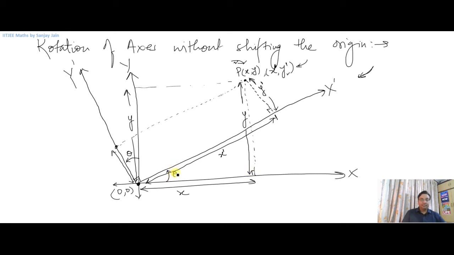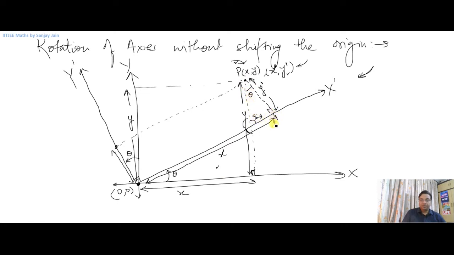Now this angle is theta, this angle is 90 degrees. So what will be this angle? This angle will be 90 minus theta, right? To make the sum of angles of this triangle equal to 180 degrees, this angle will be 90 minus theta. So this angle will also be 90 minus theta. So what will be this angle? This angle will be theta, right? This is 90 minus theta.